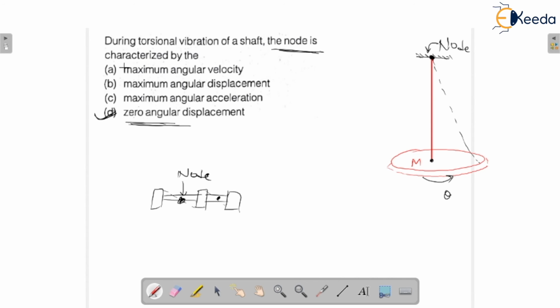See here, you have to read the options carefully. Sometimes you will get confused among the options. So most important thing, you just have to go through all the four options, then you need to pick the correct answer. So option D would be the correct answer.